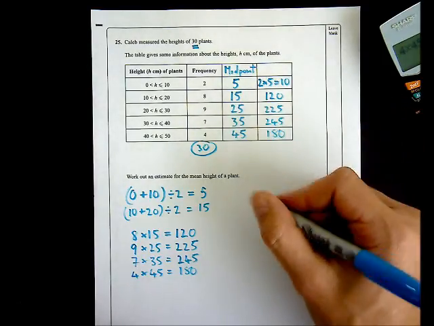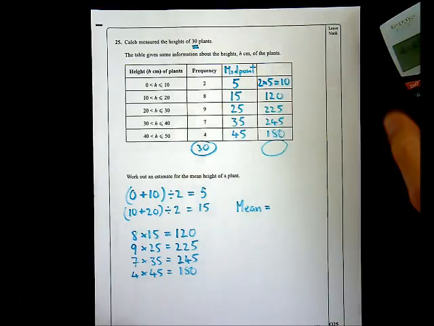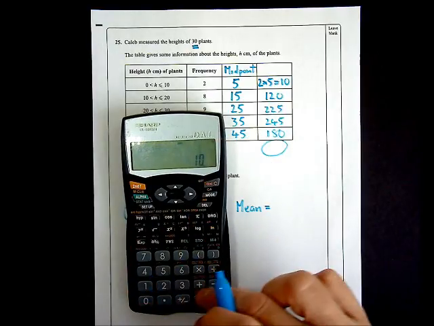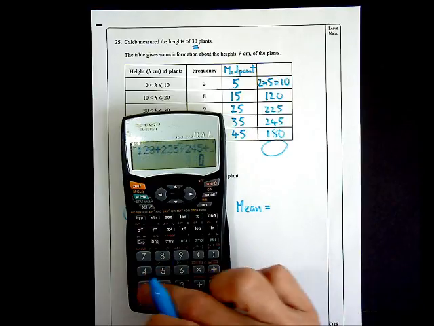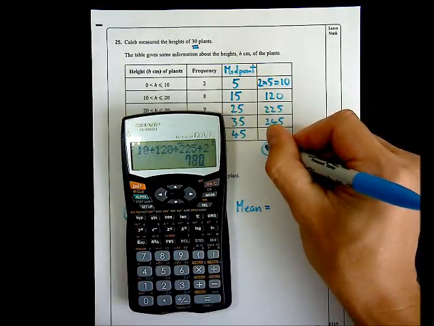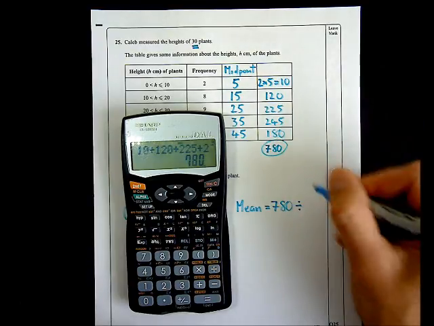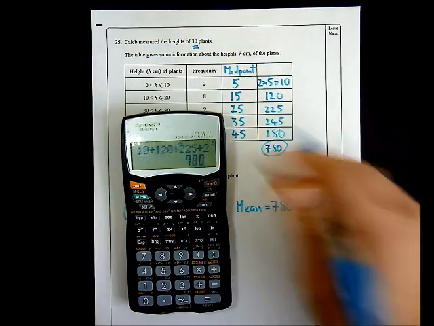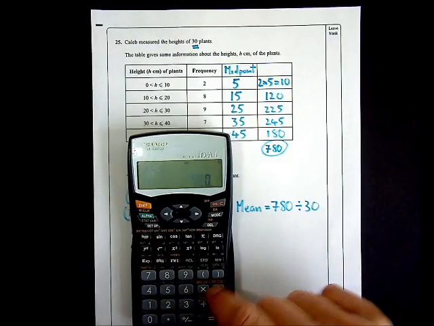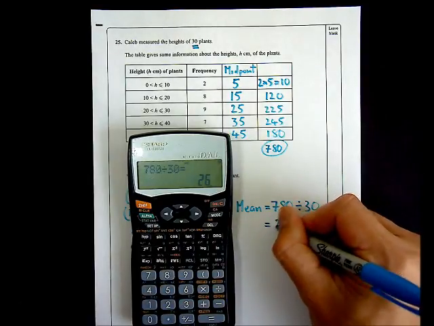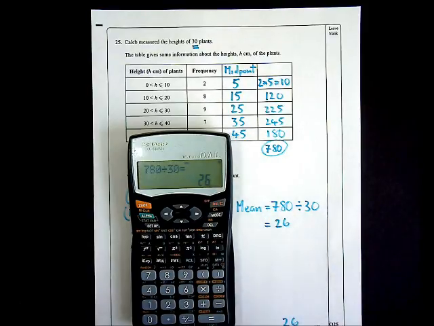Now I know that the mean is add them all up, divide by how many there are. So I'm going to add them all up here. So 10, add 120, add 225, add 245, add 180, and I get 780. So the list adds up to 780, and I'm told in the question that there are 30 plants, or I can see that from my table. So I need to do 780 divided by 30, which is 26. So the mean height of the plants estimated would be 26 centimetres. That concludes the exam paper.